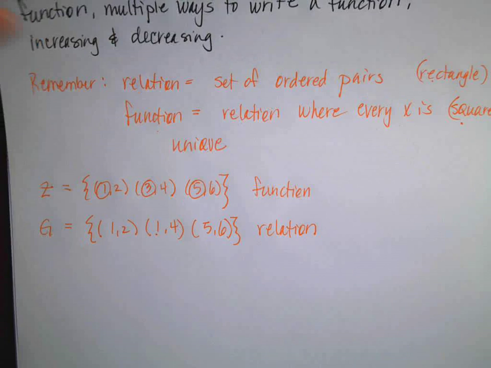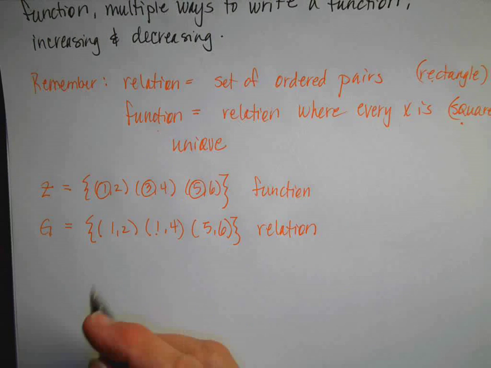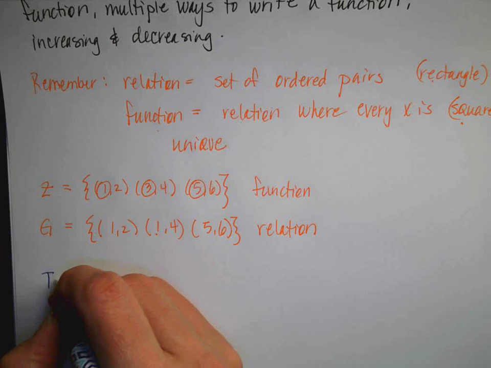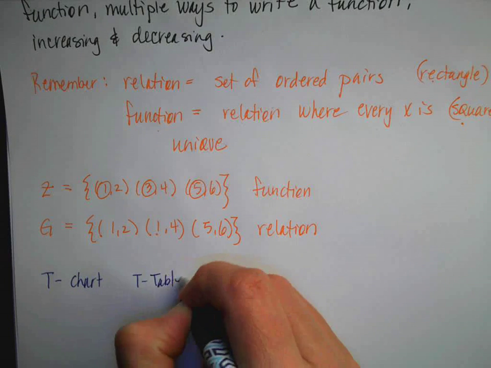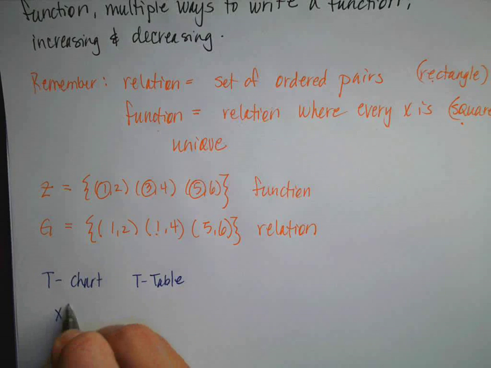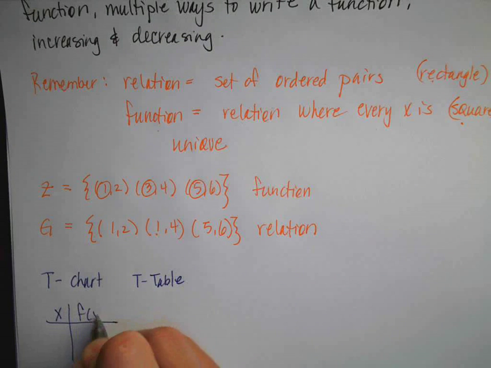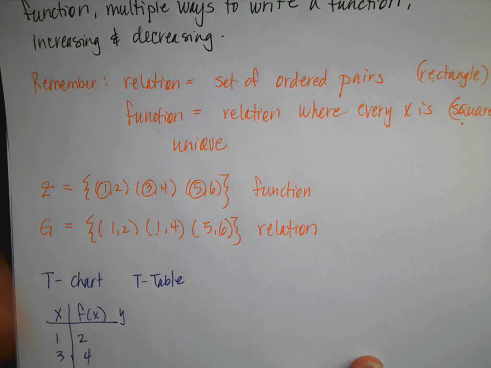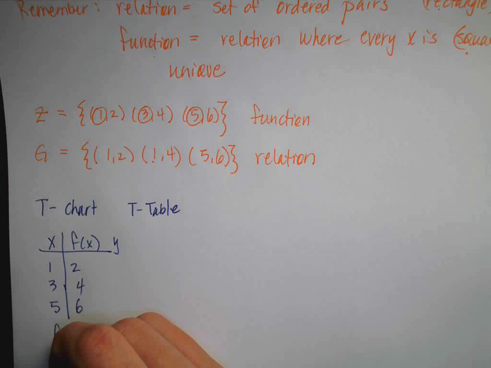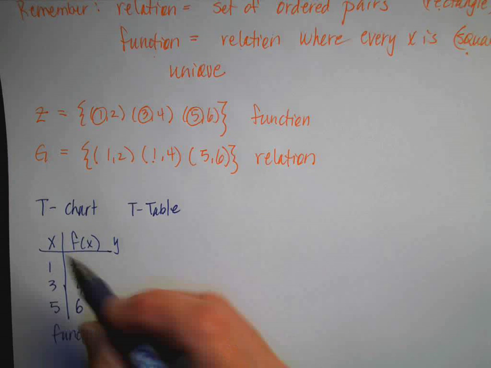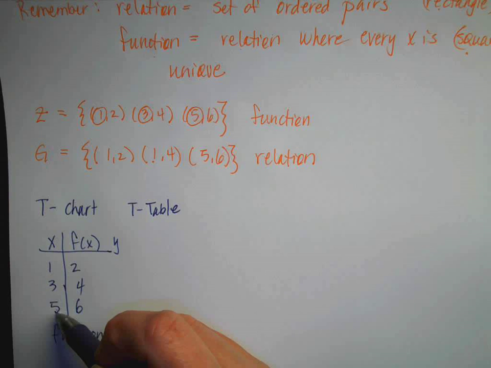All right, so we can represent functions by putting them in set notation. We can also represent a function in a t-chart or a t-table, whatever you have called them in the past. Typically, we would write x and then f of x or y. And so if I took the one that I had for Z, it would be 1, 2, 3, 4, 5, and 6. Again, my really creative numbers.